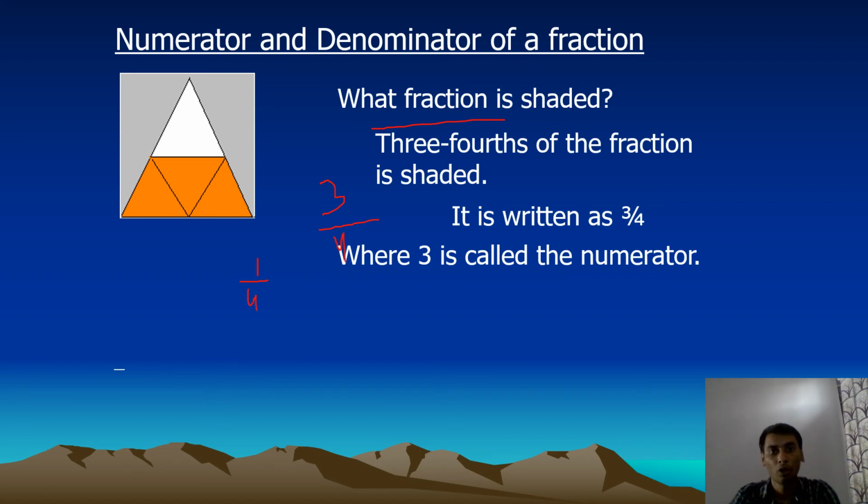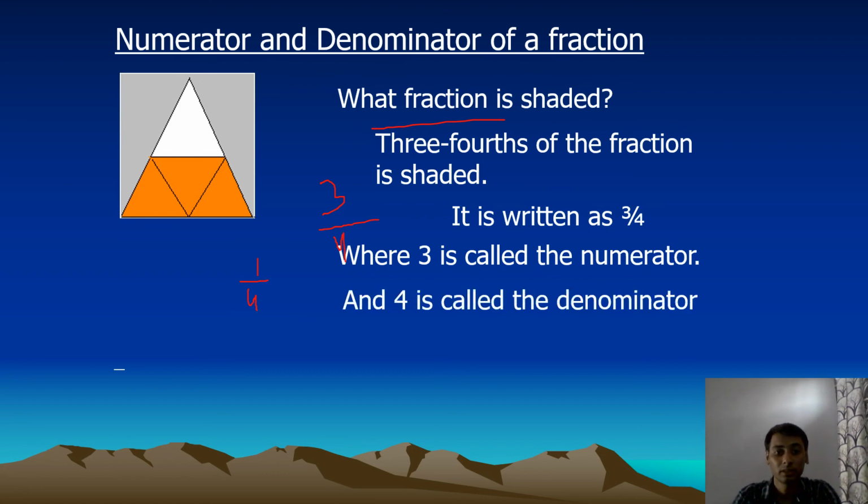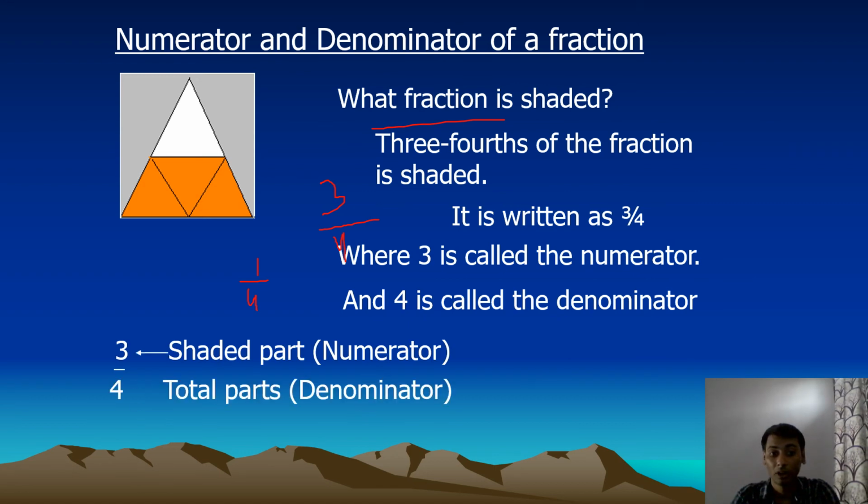The denominator always shows the whole thing that is divided into a number of parts. The denominator tells the total number of parts the whole is divided into. Here 3 is called the numerator and 4 is called the denominator. So we can write the numerator and denominator like this.